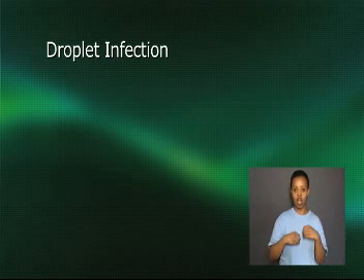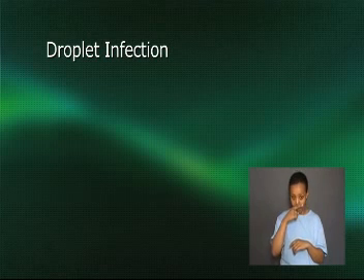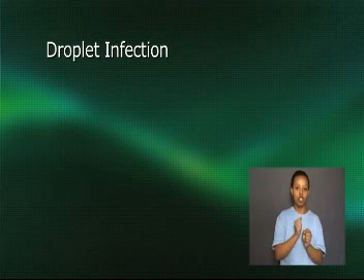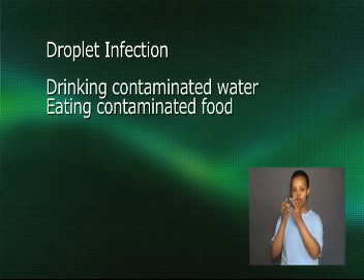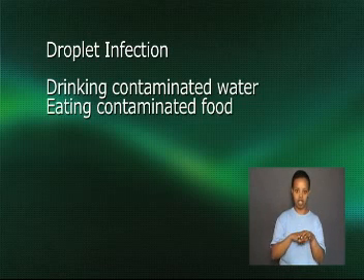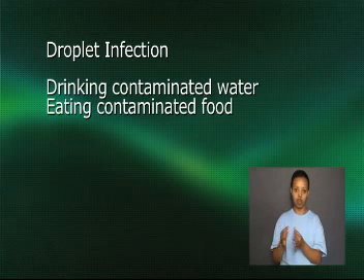Microorganisms are carried in tiny droplets through the air when an infected person coughs or sneezes. The droplets get inhaled by other people. Many respiratory diseases are transmitted in this way. Drinking contaminated water and eating contaminated food are the other routes. Microorganisms that are transmitted in this way typically infect an area in the gut.